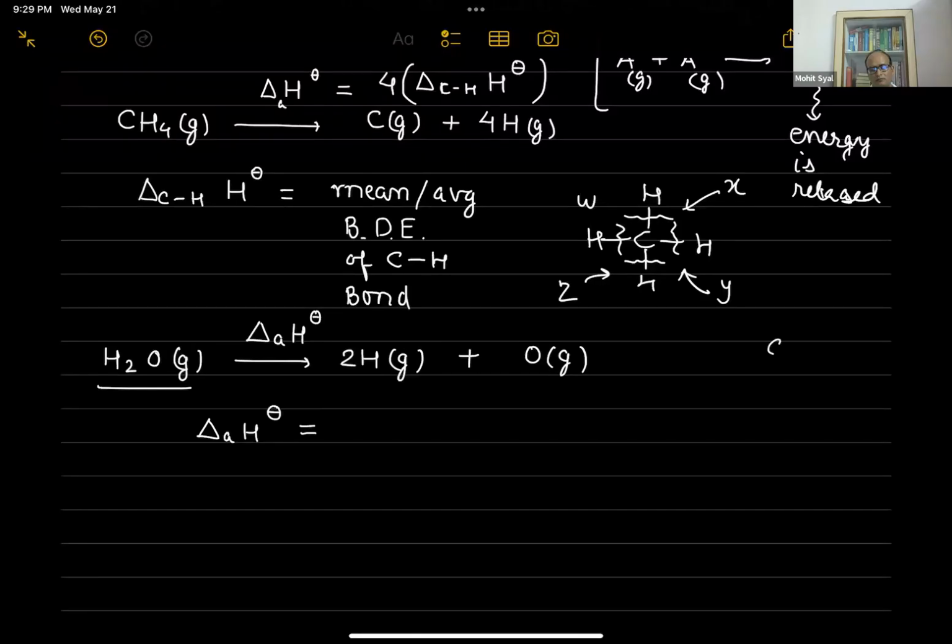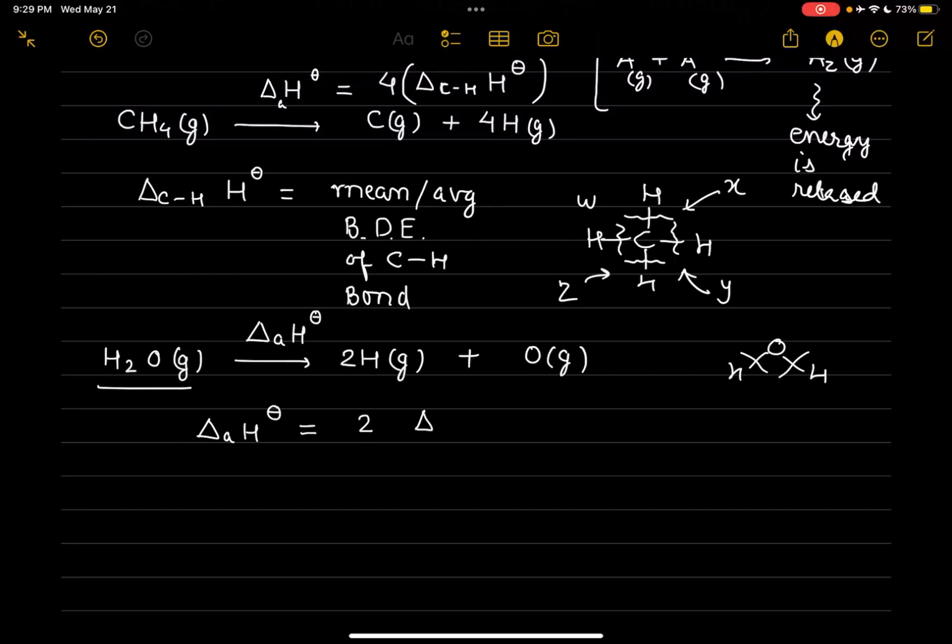So actually this is water. 2 hydrogen atoms are connected to oxygen, so you are going to break the 2 OH bonds. Is it clear? So it is equal to twice the energy of the OH bond. Got it? Is it clear?